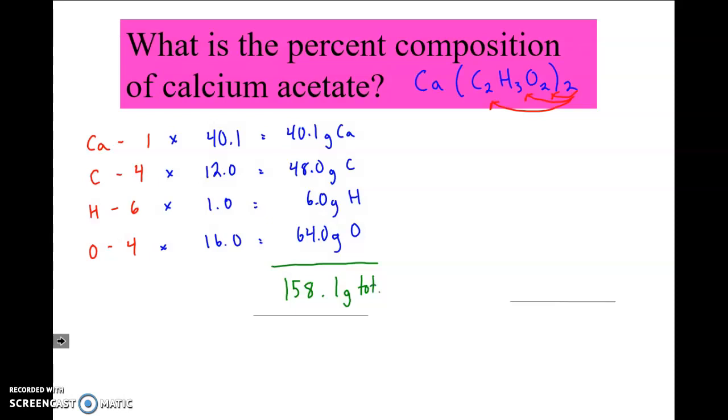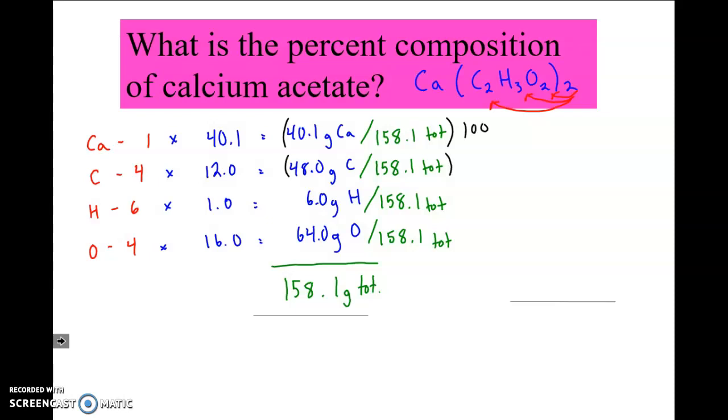Now what we have to do is divide each by the total, 158.1. This should look familiar. We did this in the Cavitium lab for our jelly beans, sweet tarts, and Skittles. These are all the total values. And then once we do that, we're going to multiply by 100, and we're going to get each percentage.